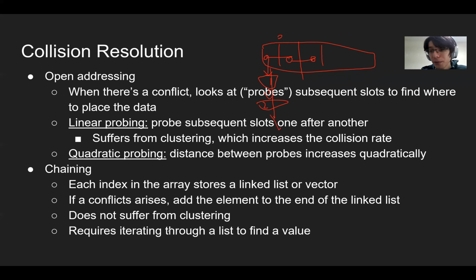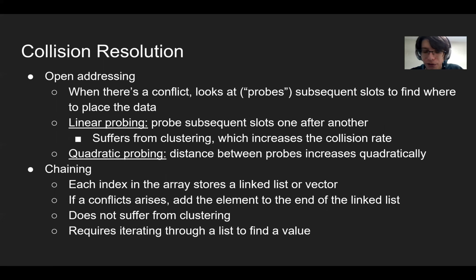So it does not suffer from clustering because it doesn't have that problem we mentioned earlier of being more likely to choose position 0. Now every position is still equally likely. So it's not going to have the clustering problem. And if a conflict arises, you just add the element to the end of the linked list. Each index in the array stores a linked list or a vector, like we see here, a linked list. So this chaining can be, in some cases, a lot better, for example, with higher load factors. Okay, that's closed resolution, just for review.